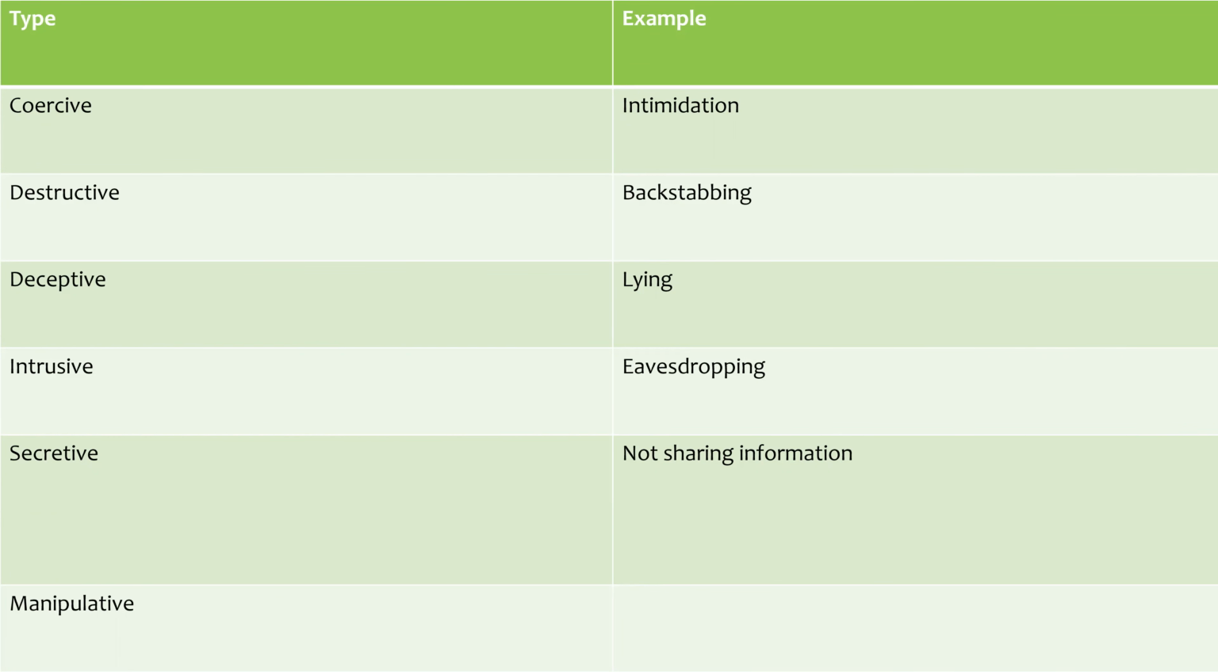Intrusive is eavesdropping. Just think about any time that you wanted to have a private conversation with someone, and someone was trying to intrude. That then again breaks that relationship. It doesn't improve things for everyone involved. And then there's secretive, and that's just not sharing information.